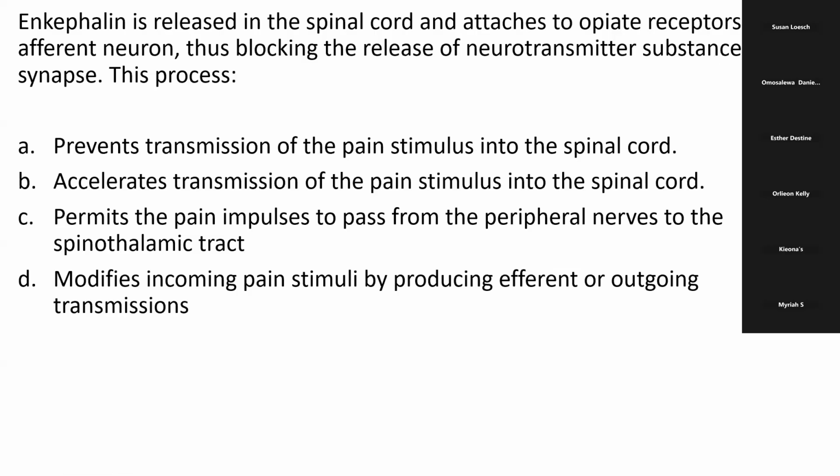Enkephalin is released in the spinal cord and attaches to the opiate receptors on the afferent neuron, blocking the release of neurotransmitter substance P at the synapse. This process does what? A. Blocks the pain, prevents the pain.